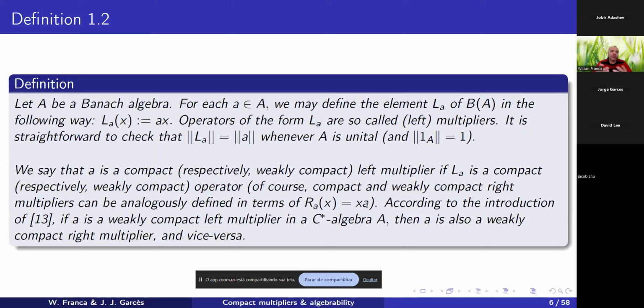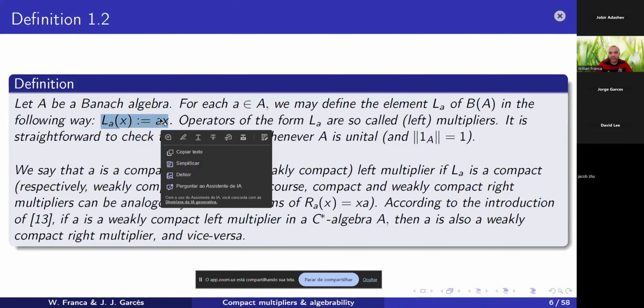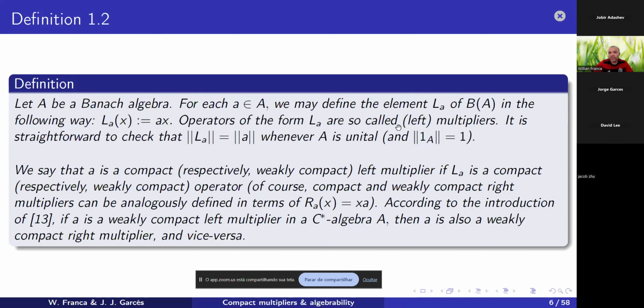norm is what we call the multiplicative norm. What that means is the norm of the product is less than or equal to the product of the norms of the two elements. And so for a Banach algebra, we may define the operator L_a, which is essentially the left multiplication. Those operators we call left multipliers. In case our algebra is unital, you can actually show that the norm of such an operator is exactly the norm of the element that generates it.